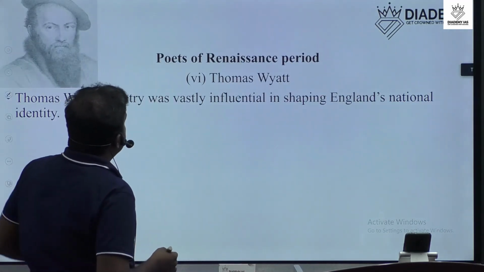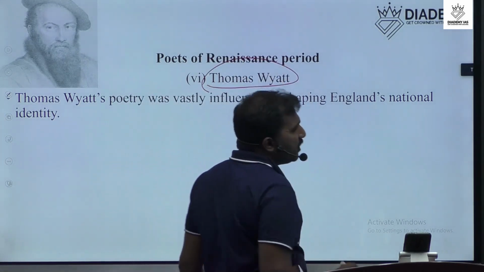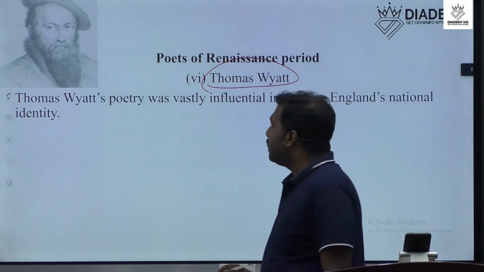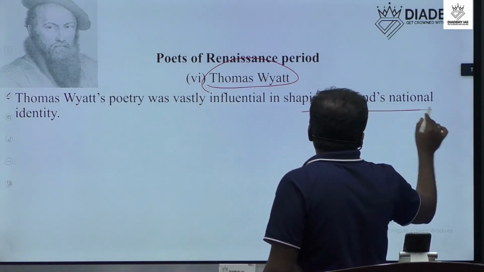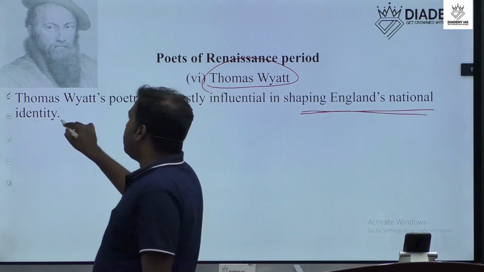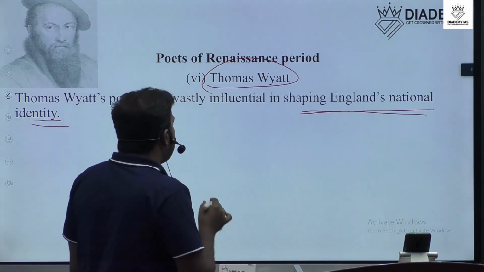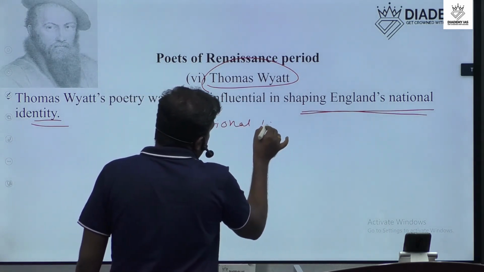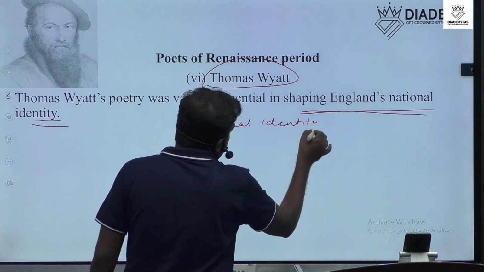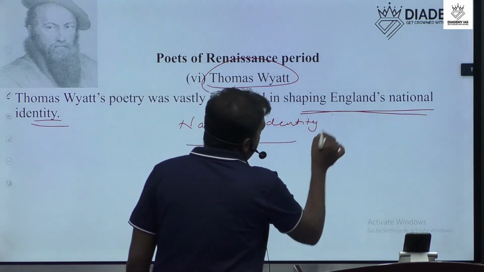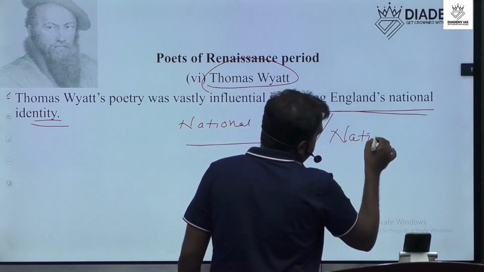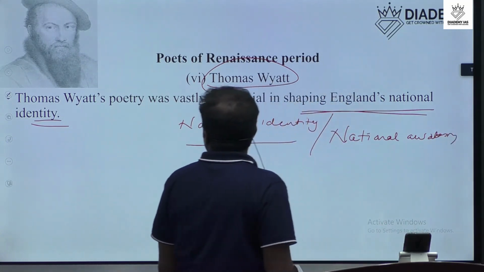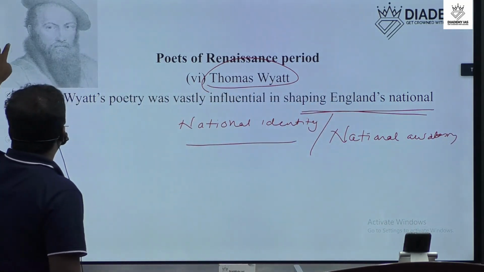Then next one is Thomas Wyatt. Thomas Wyatt is an important writer in the period of Reformation and Renaissance. Here we can say that Thomas Wyatt's poems mainly focused on national identity and awakening, national identity or national awakening. So these are the important points relating to Thomas Wyatt.